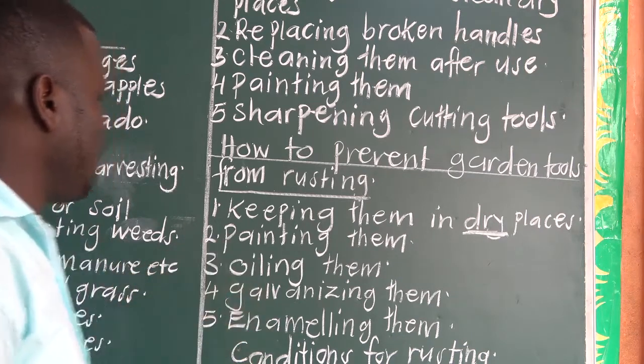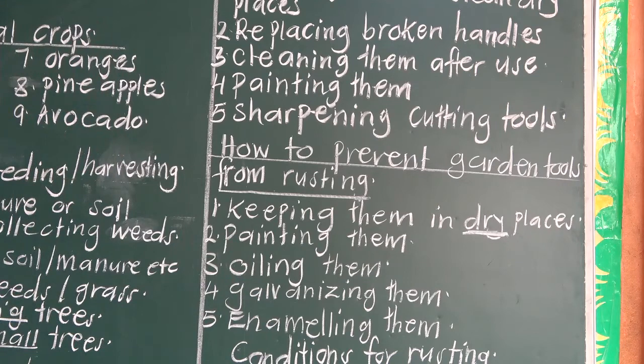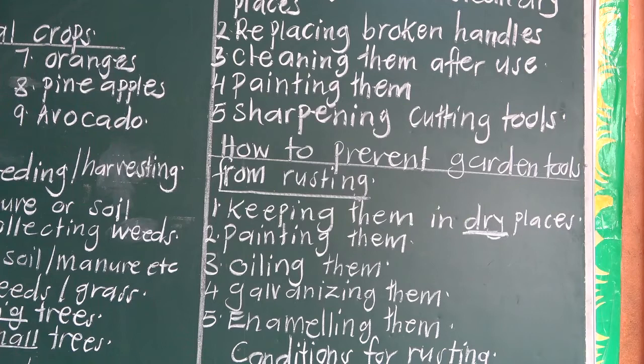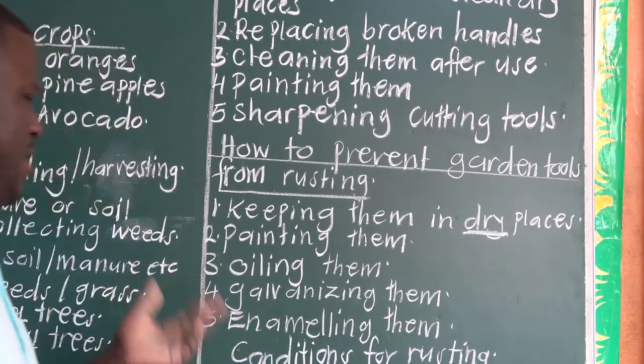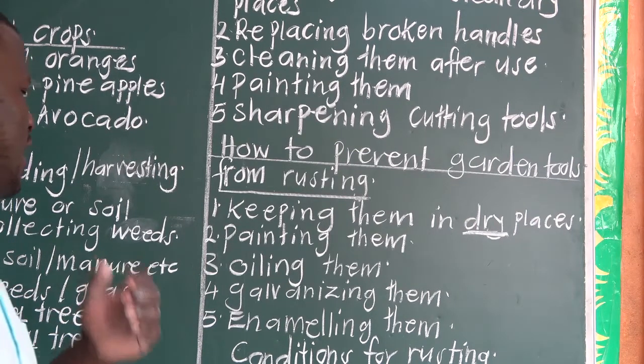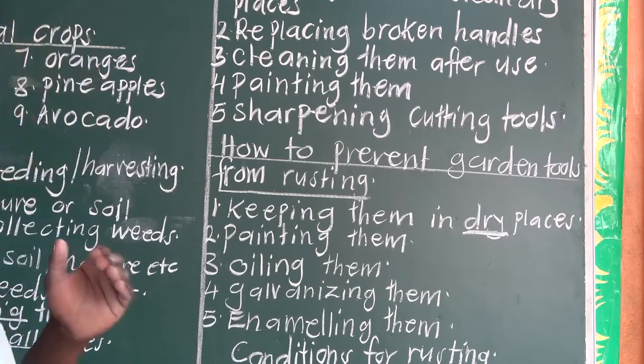Then we can also prevent them from rusting by oiling them, especially moving parts of a machine, like a wheelbarrow. Inside the wheels of a wheelbarrow are supposed to be oiled or greased to prevent them from rusting and also to prevent friction. Then we have galvanizing them, then enameling them. We can enamel garden tools, we can galvanize garden tools. We cover them with paint using a machine. That method is called galvanizing or enameling.